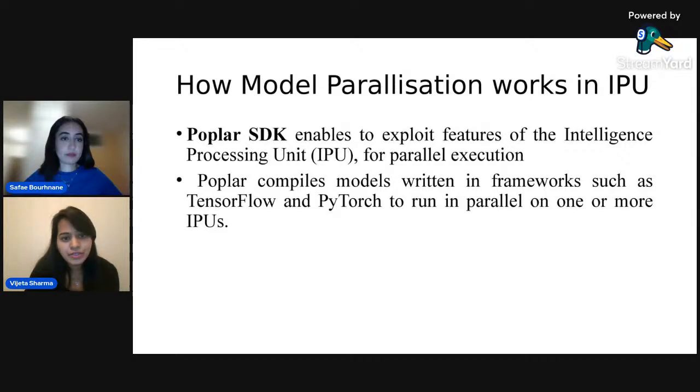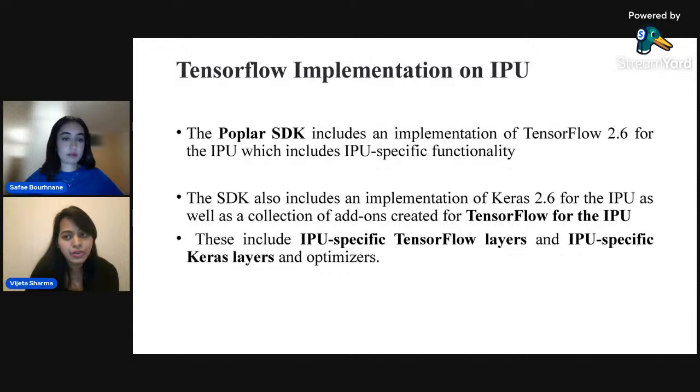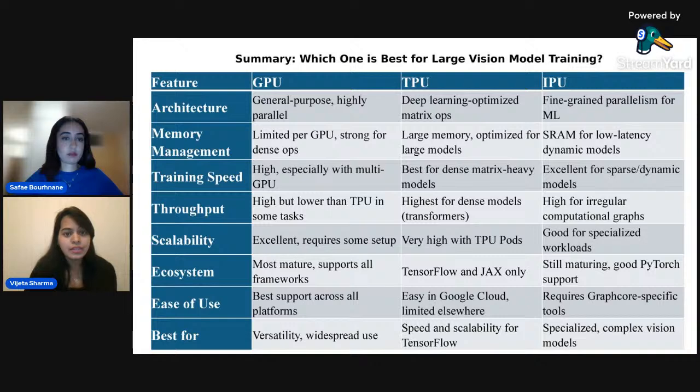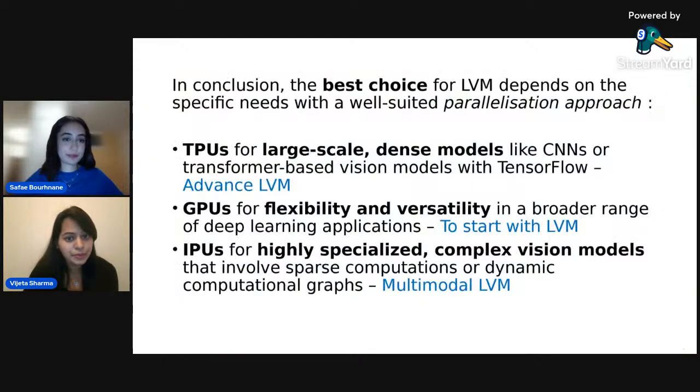The model parallelization worked with the popular SDK for better support in the IPU with PyTorch and TensorFlow. This is how it works with the software stack. I'll not go into the detail of when you should use the GPU, TPU, or IPU, but I have concluded over here that TPUs are well suited for large scale dense models.